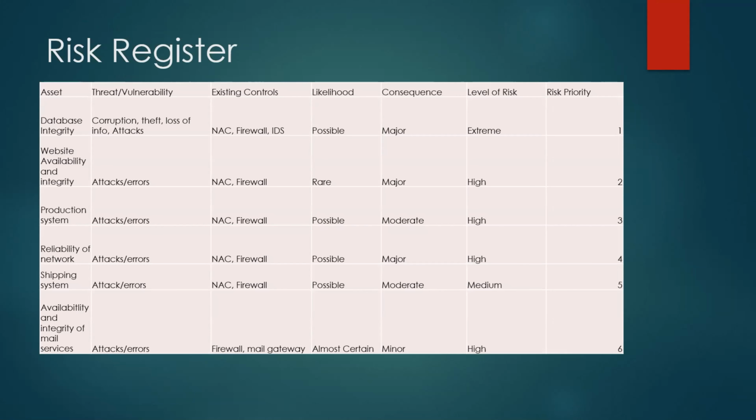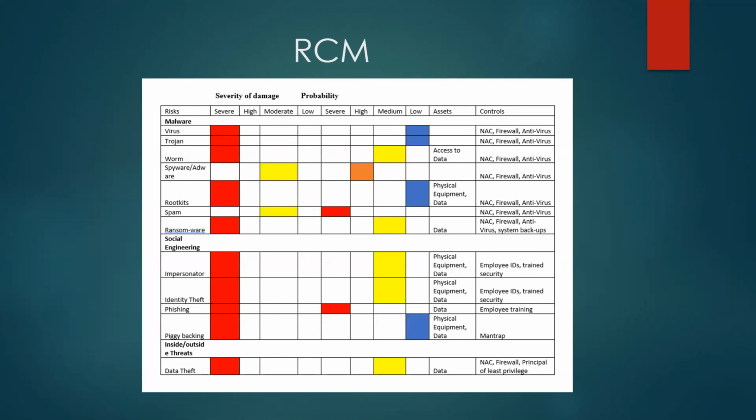I did a small risk register to try and rank some of our main assets and the priorities. Our main priority to protect is the database, which holds the customer information. With it being a website, they can store their credit card information. And if that were to get stolen, that would be a major blow to the company. And I did do an RCM, of course.